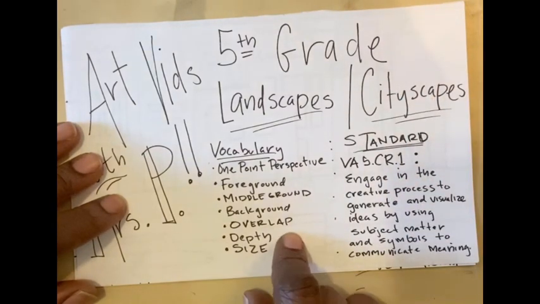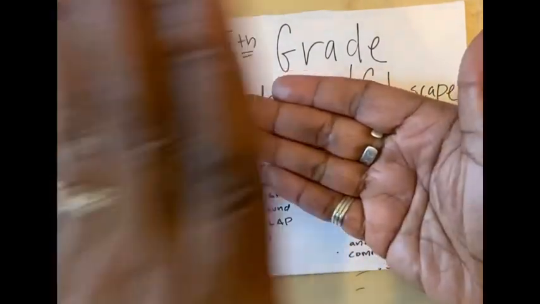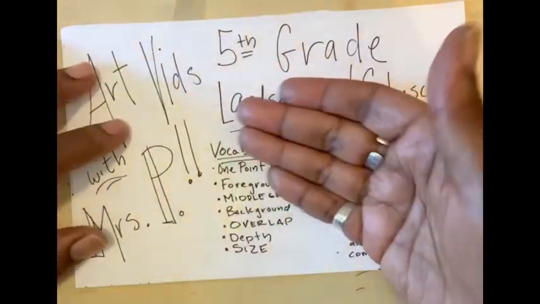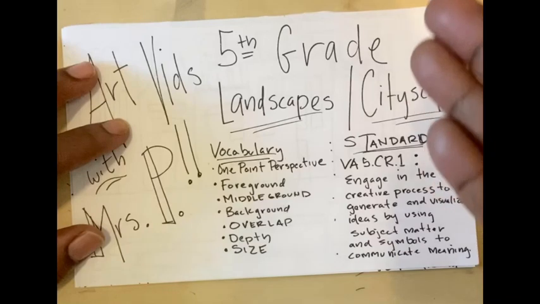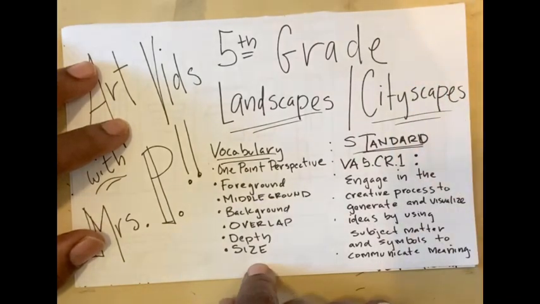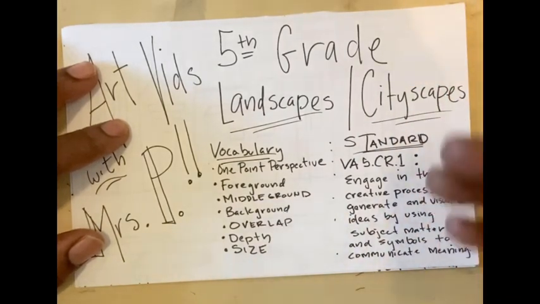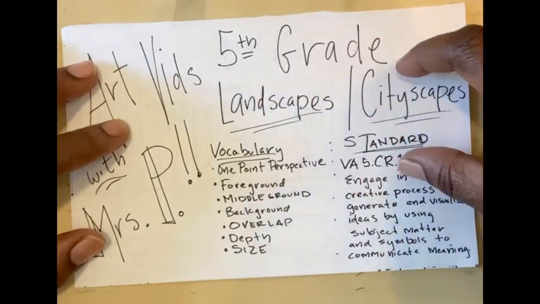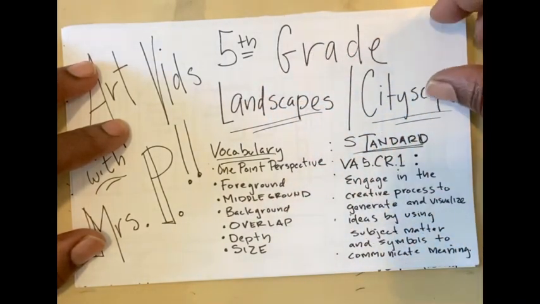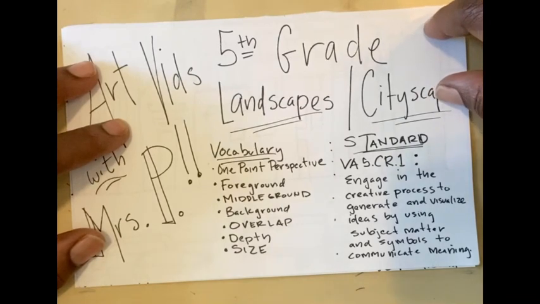We talked about overlapping. That's when you draw one thing over something else to show depth, which means you're going back into distance, or you're showing distance in your artwork, which is related to size, which means that things that are closer, we draw larger. Things that are a little further away in the middle ground, we draw a little smaller. And things that are in the background, we draw especially small, okay?